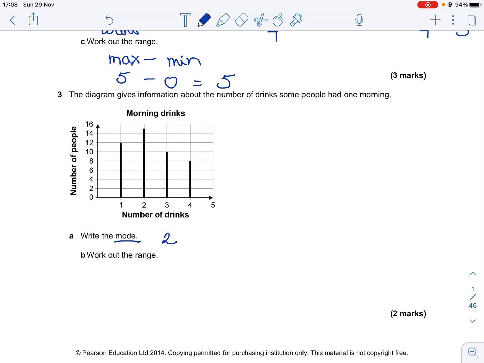Then work out the range. The range is that we look at the number of people. So for 1 drink, there is 12. For 2 drinks, there is 15. For 3 drinks, there is 10. For 4 drinks, there is 8. So the range in people is max take min. So the max is 15 minus the min, which is 8. So we have 7. So the range is 7.